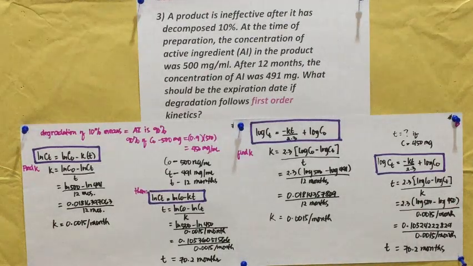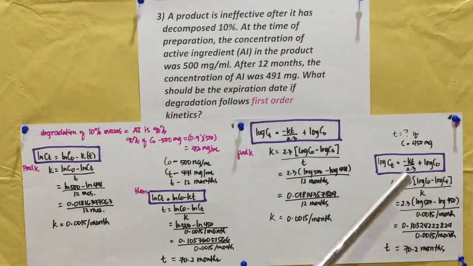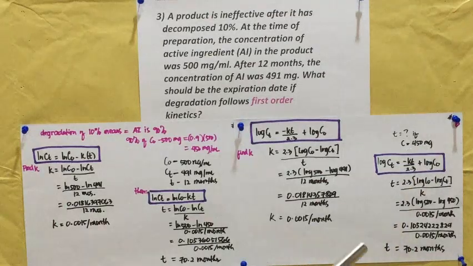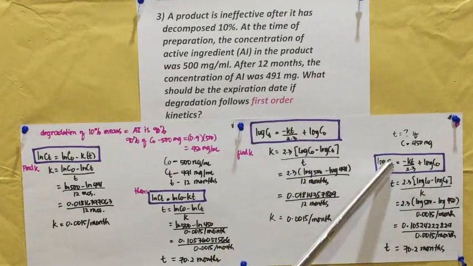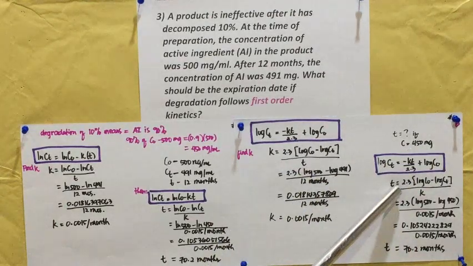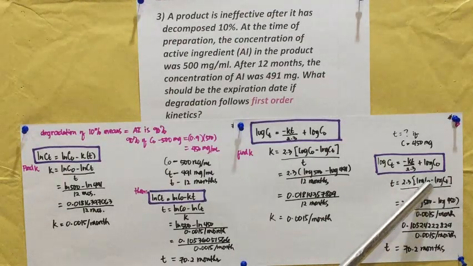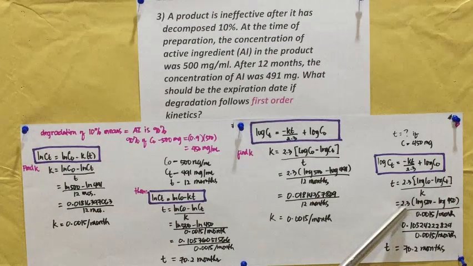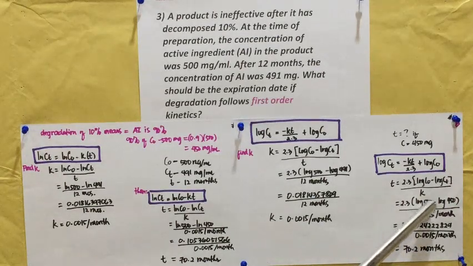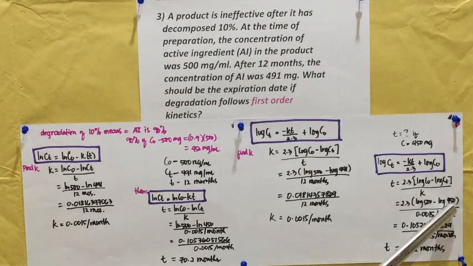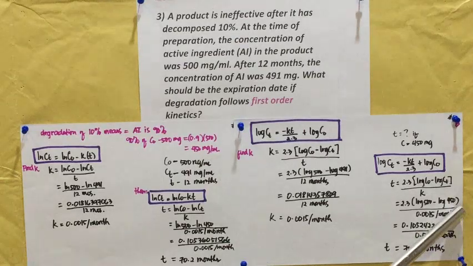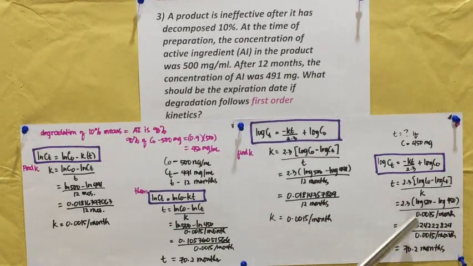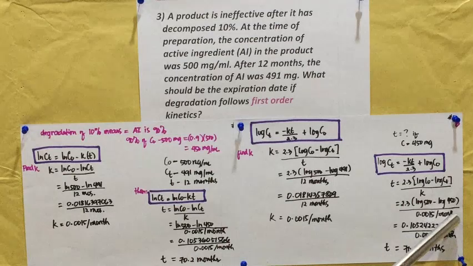So let us now try to find T if the concentration becomes 450 milligram. Using the same formula, T will be equivalent to 2.3 times the log CO minus log Ct over K. By substitution, 2.3 times the log 500 minus the log 450, so this is our new concentration, divided by the K of 0.0015 per month.